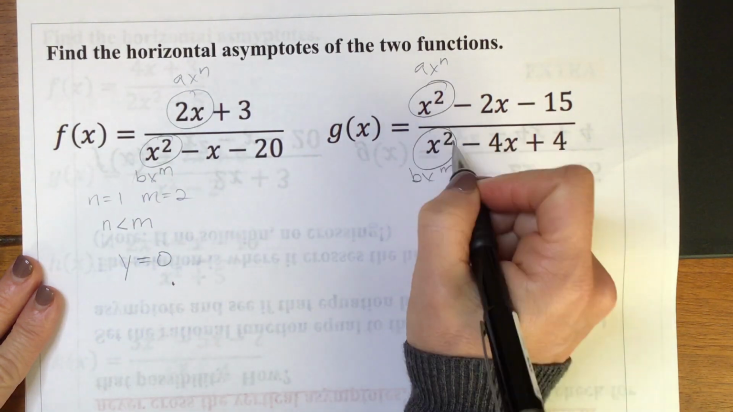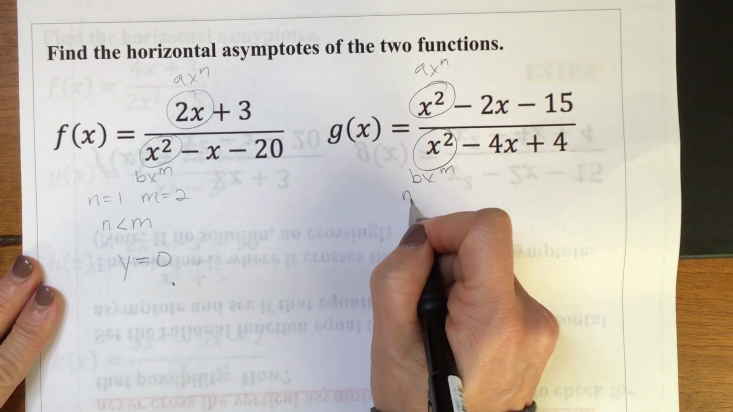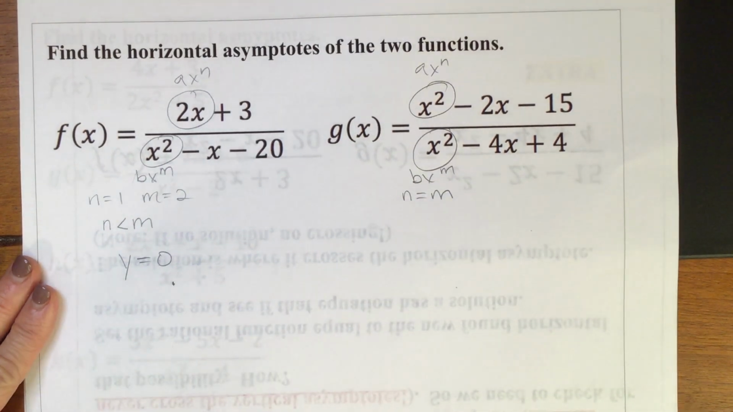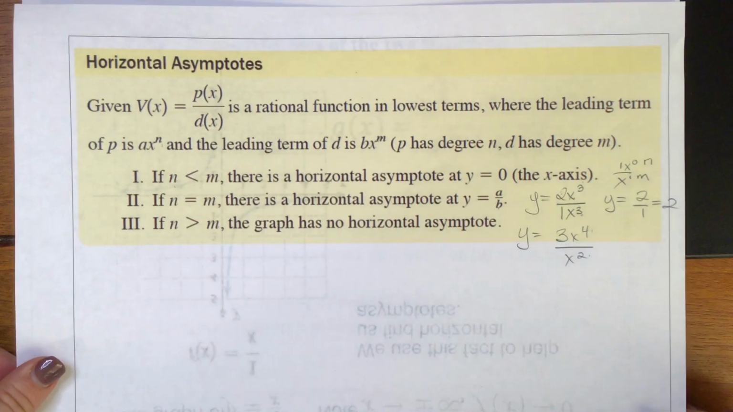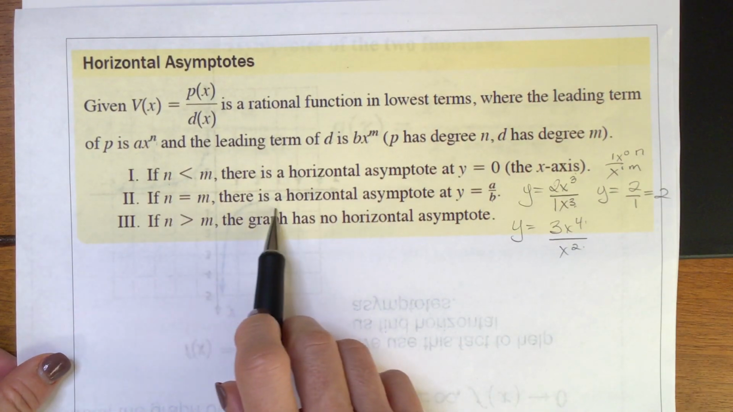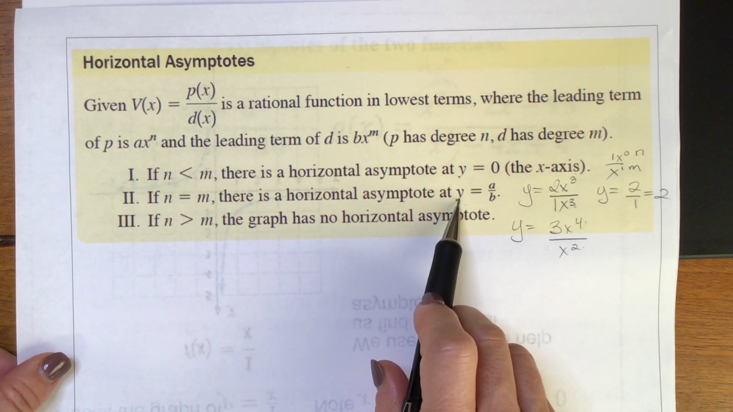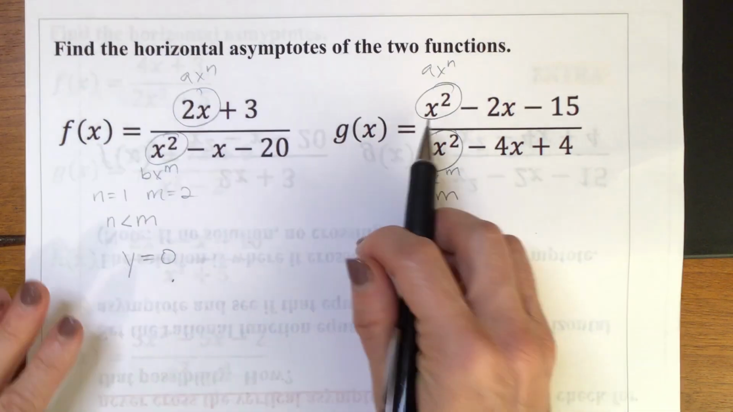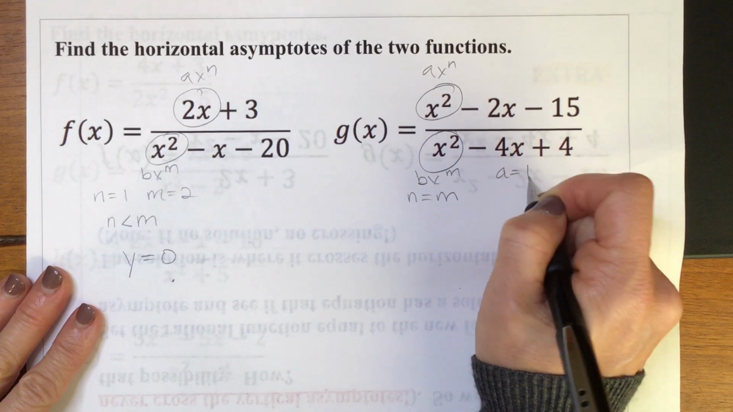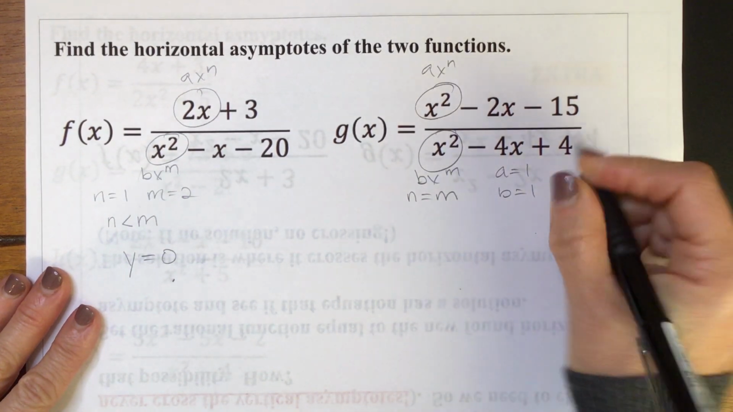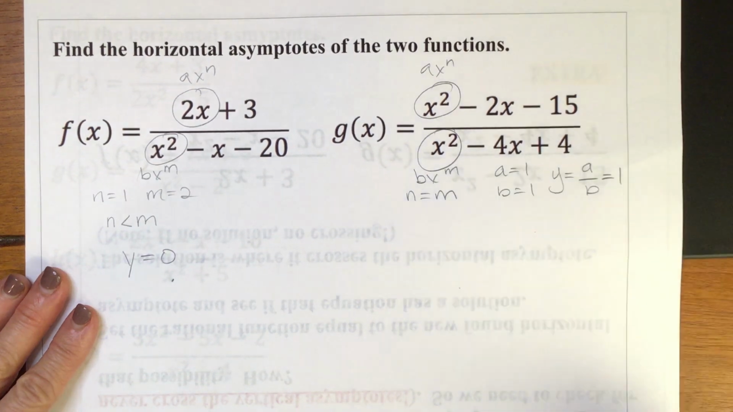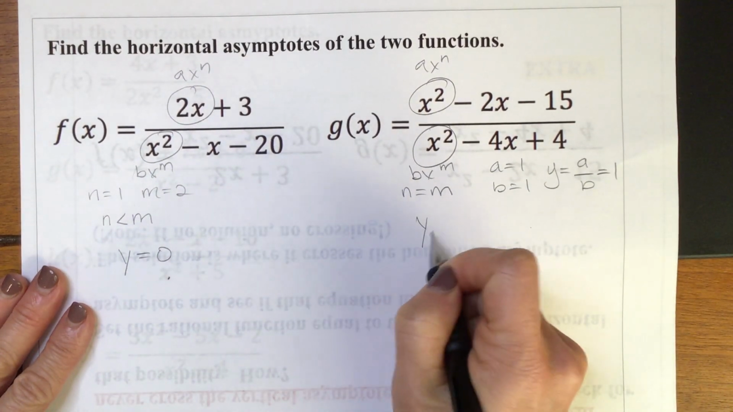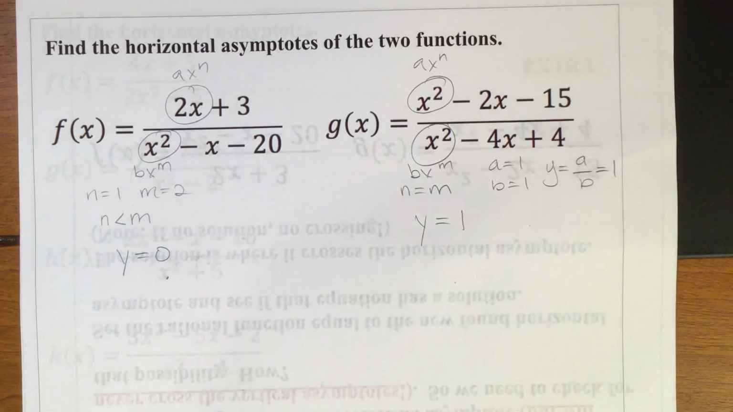We see that my exponents are 2, so n equals m in this situation. If we look at that rule, remember that rule says if n equals m, there's a horizontal asymptote at y equals the ratio of the coefficients. Well, in this case, we know a is 1 and b is 1. So if I want to find my a over b, it's going to just be 1. So my horizontal asymptote here is y equals 1.